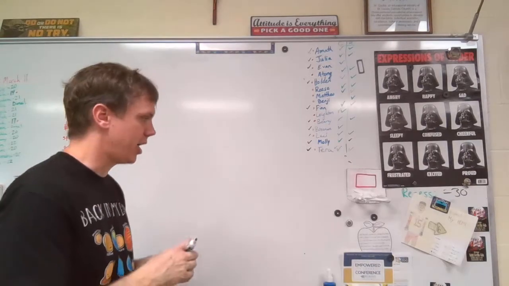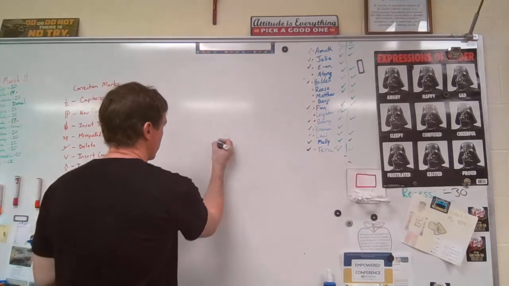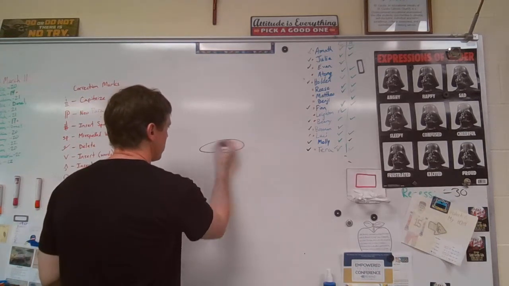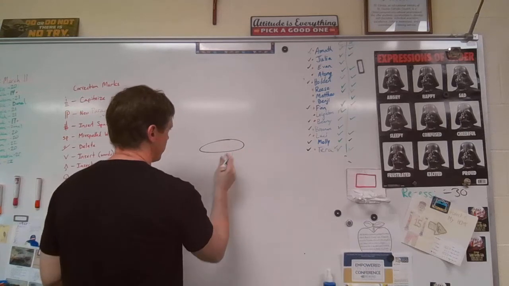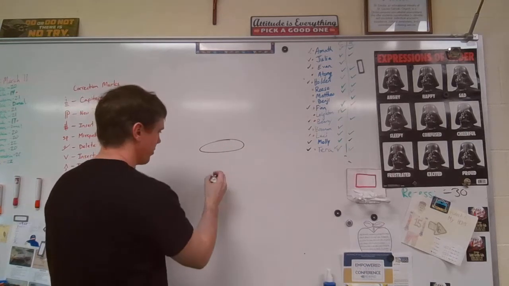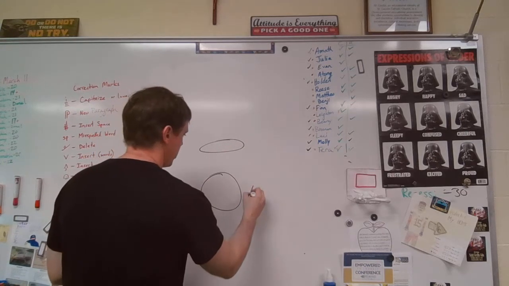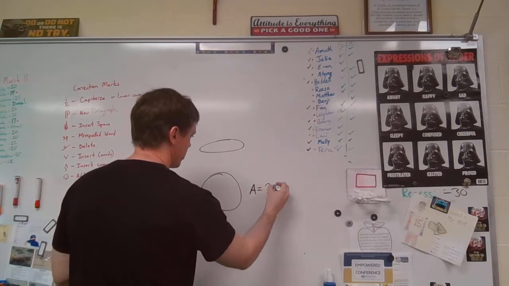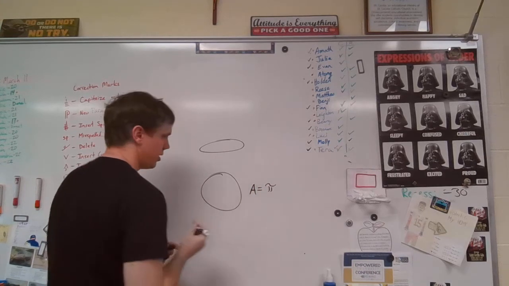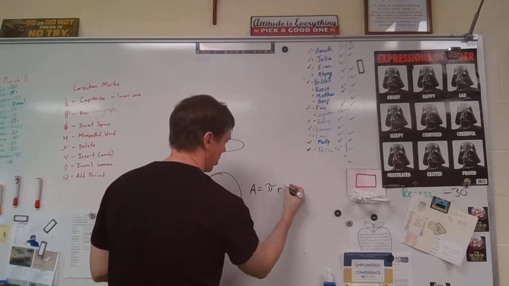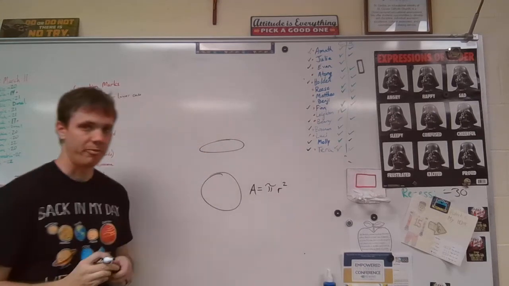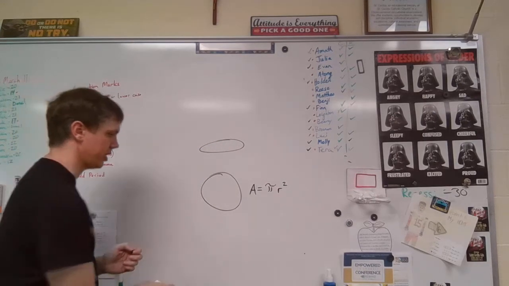So the volume of a circle, or not the volume of a circle, the area of a circle, right? Oops. So this is a circle that's tipped over. I guess let's do it this way. All right. So area equals pi times r squared. Now, that probably looks a little scary to you guys, but it's actually not.